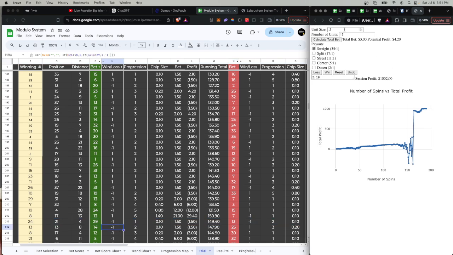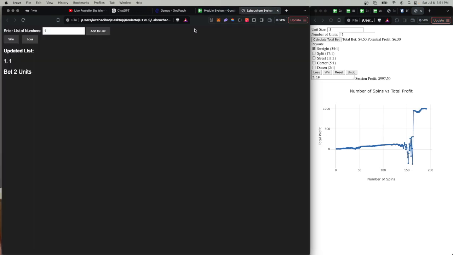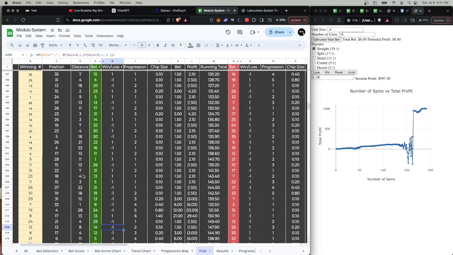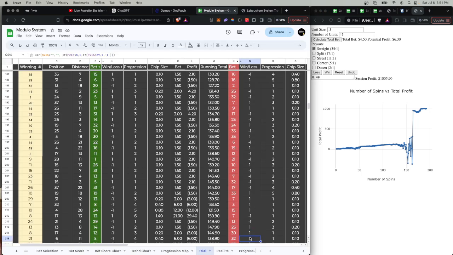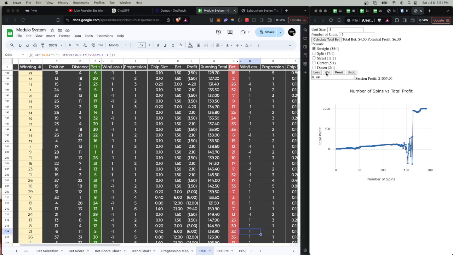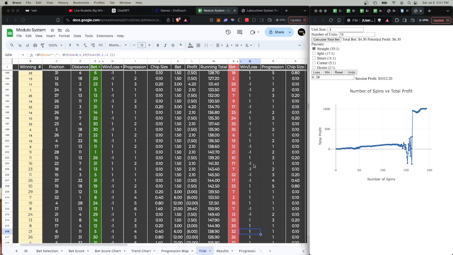Lose 2 more times, so we lost that. And we lose this. So that's loss. We're now at 4 units. Go back. Switch trends. Get a win. Win at 4 units. Now we gotta win at 3. Calculate. Go to 3. We win. And we can reset.